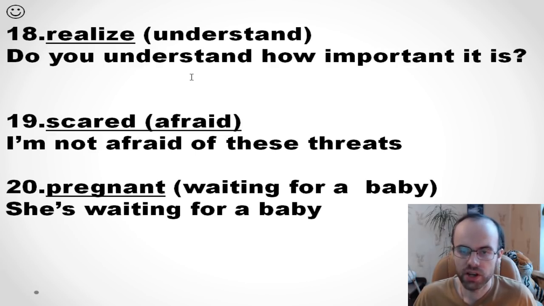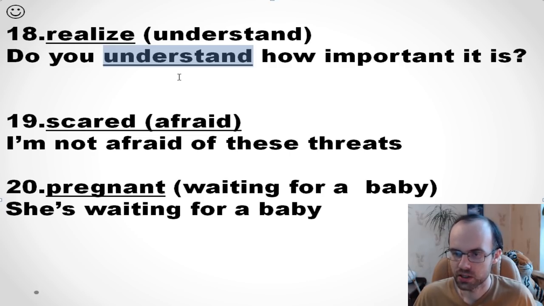Next, realize it means understand. Do you understand how important it is? Or what word can you use instead of understand? You can say, do you realize how important it is? Do you realize or do you understand? Good.